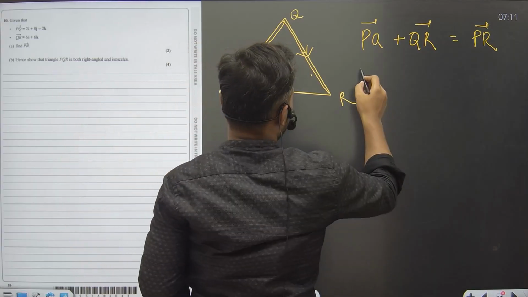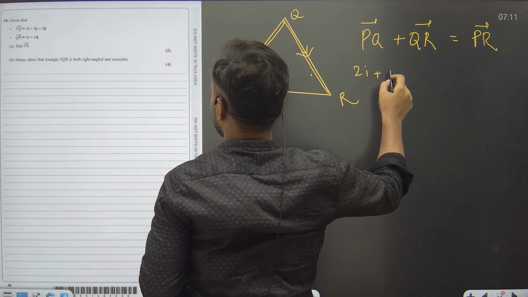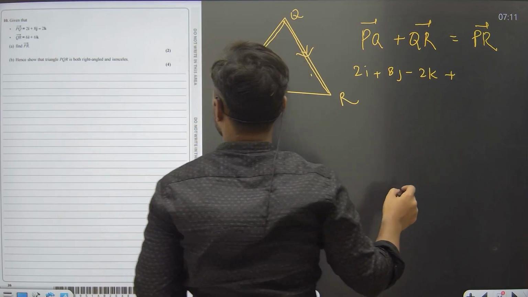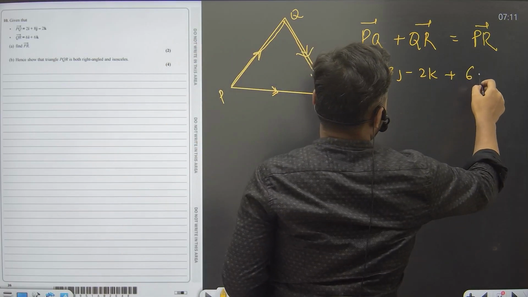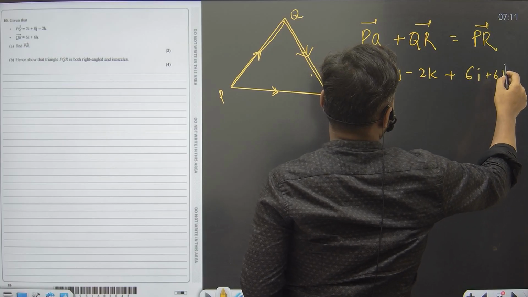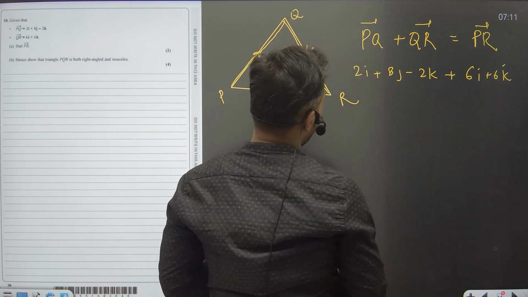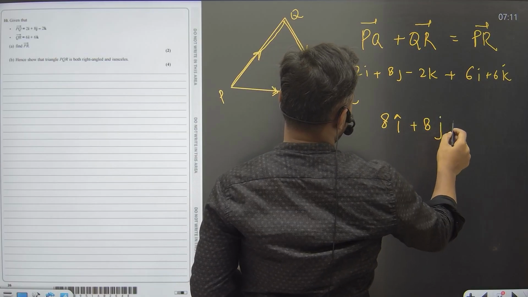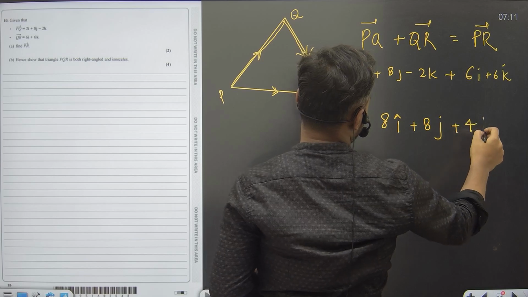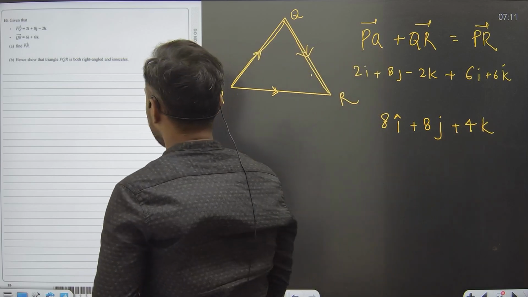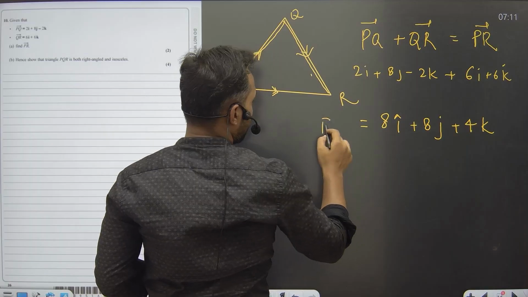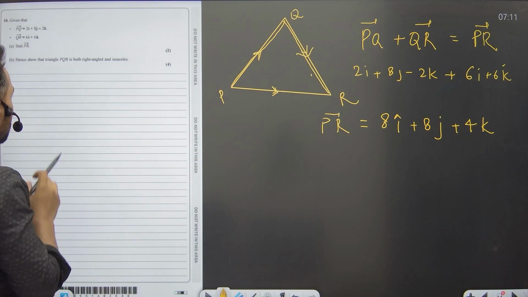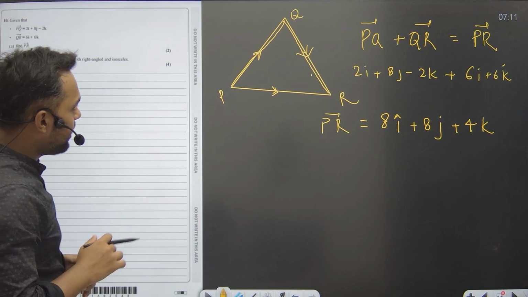So plug in the values here: PQ is 2i plus 8j minus 2k, plus QR vector, which is 6i plus 6k. So what will we get here? We will get 8i plus 8j plus 4k. Okay, this is the value of PR. Now we have got the PR vector as well. Now according to the second part, hence show that the triangle PQR is both right angle and isosceles.